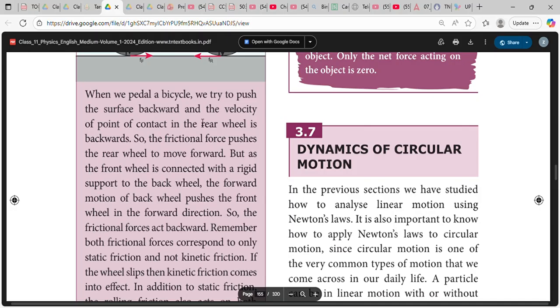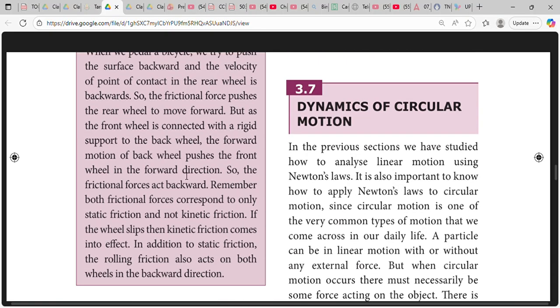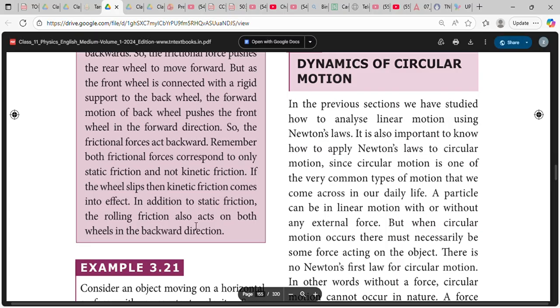When we pedal a bicycle, we try to push the surface backward, and the velocity of the point of contact on the rear wheel is backwards. So the frictional force pushes the rear wheel forward. But as the front wheel is connected with a rigid support to the back wheel, the forward motion of the back wheel pushes the front wheel in the forward direction. So the frictional forces act backward. Remember, both frictional forces correspond only to static friction and not kinetic friction. If the wheel slips, then kinetic friction comes into effect. In addition to static friction, the rolling friction also acts on both the wheels in the backward direction.